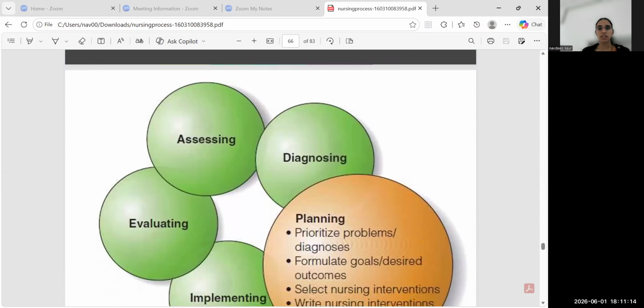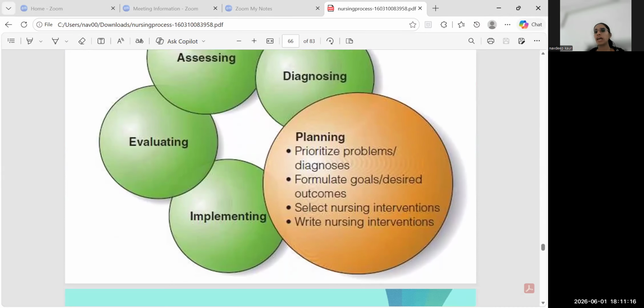Next is the planning. In planning, what we need to remember, firstly, we prioritize the problem according to the needs, according to the assessment. We always follow the ABC: airway, breathing, and circulation. And according to that, we are going to do the planning of the patient.